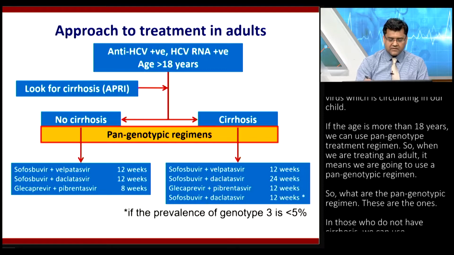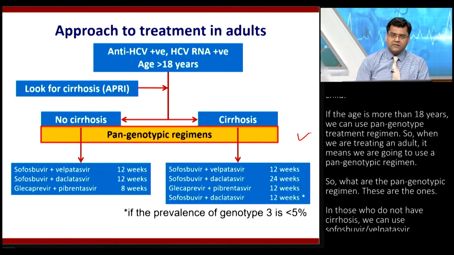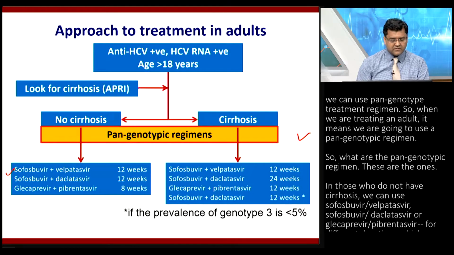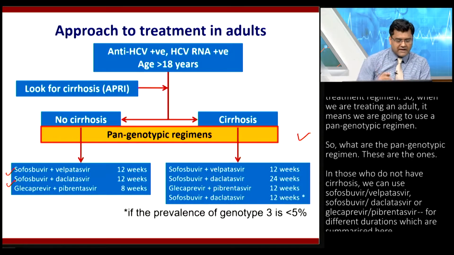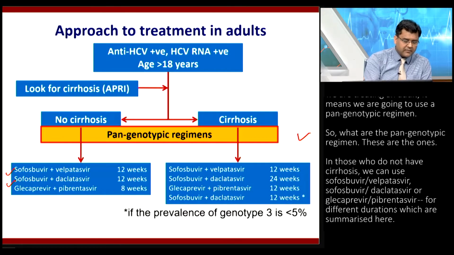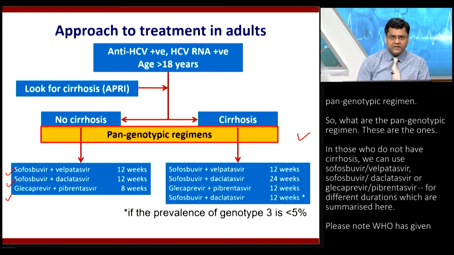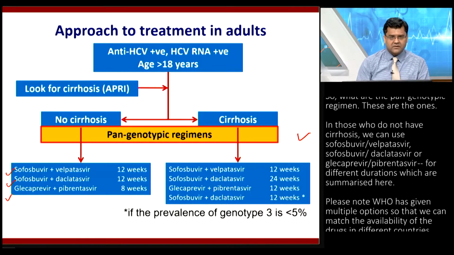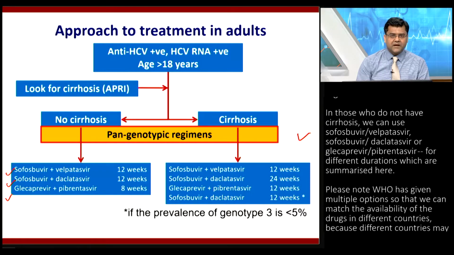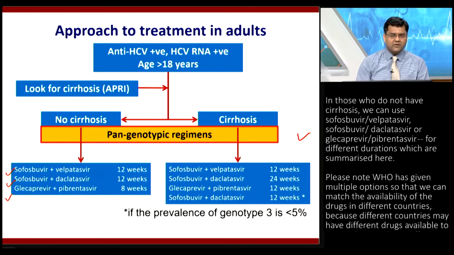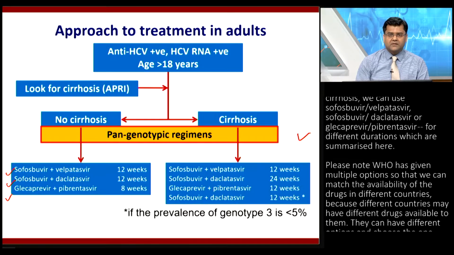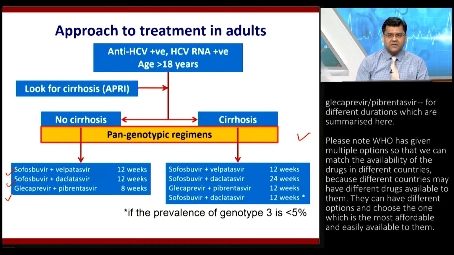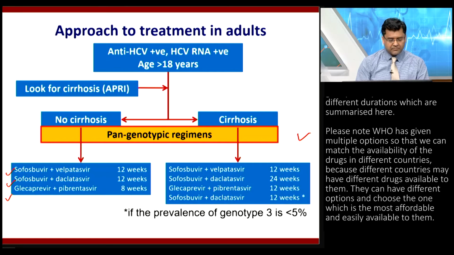So, what are the pan-genotypic regimens? In those who do not have cirrhosis, we can use sofosbuvir and velpatasvir, sofosbuvir and daclatasvir, and glecaprevir and pibrentasvir for different durations, which are summarized here. Please note, WHO has given multiple options so that we can meet the availability of drugs in different countries, because different countries may have different drugs available, and they can choose the option which is the most affordable and easily available to them.